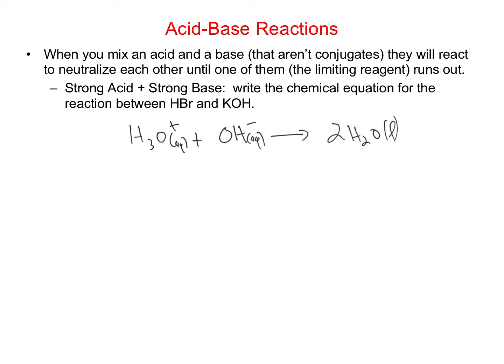So this isn't true for weak acids and bases, but when you have a strong acid, we want to think of what we really have in solution as H3O+. And when we have a strong base, what we really have in solution is hydroxide ions. So the reaction between hydrobromic acid and KOH, I think, is best represented by this chemical equation.